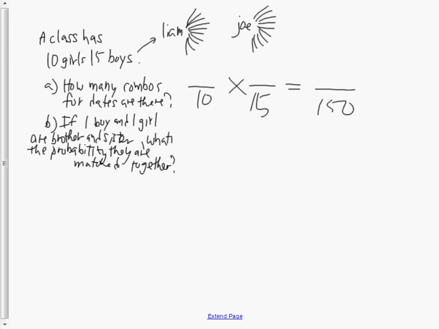And then the second part says, if one boy and one girl are brother and sister, what's the probability that they're matched together? Some people are like, oh, that's gross, but they obviously wouldn't date. They'd just be like, I am not going out with my brother. That's crazy. If you multiply them out, though, there's only one possible combination out of the 150 that are possible where they'd have the brother and sister being matched up.